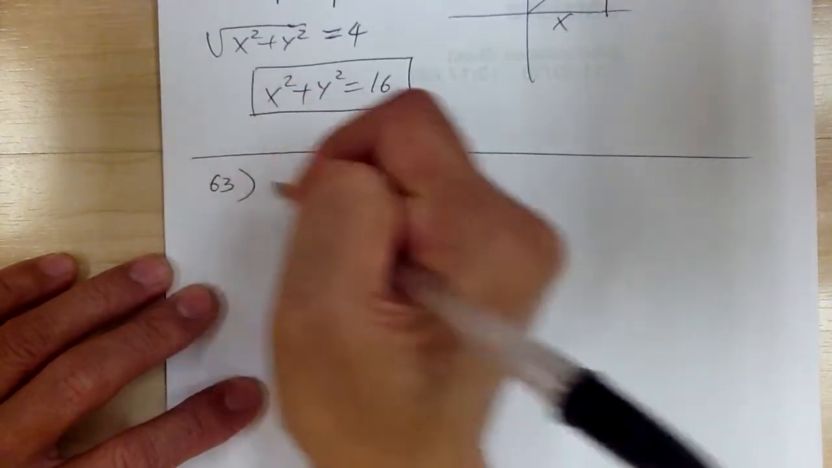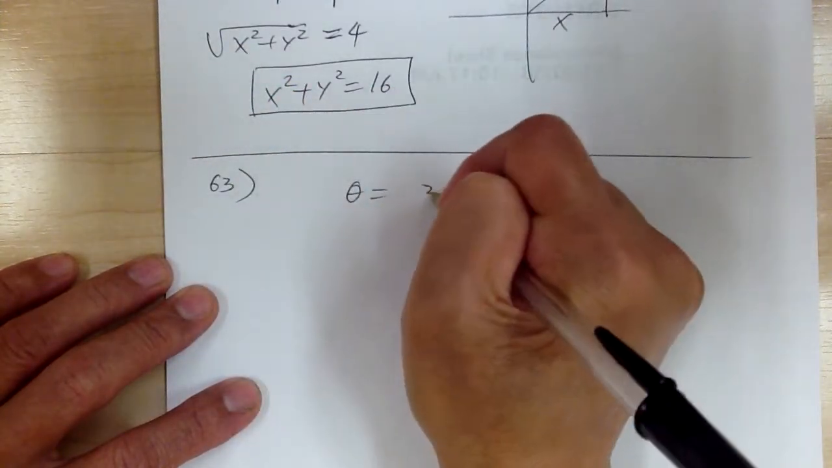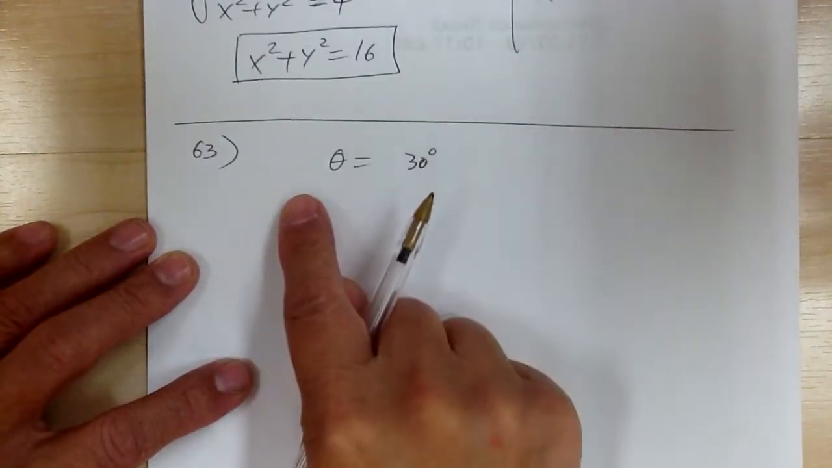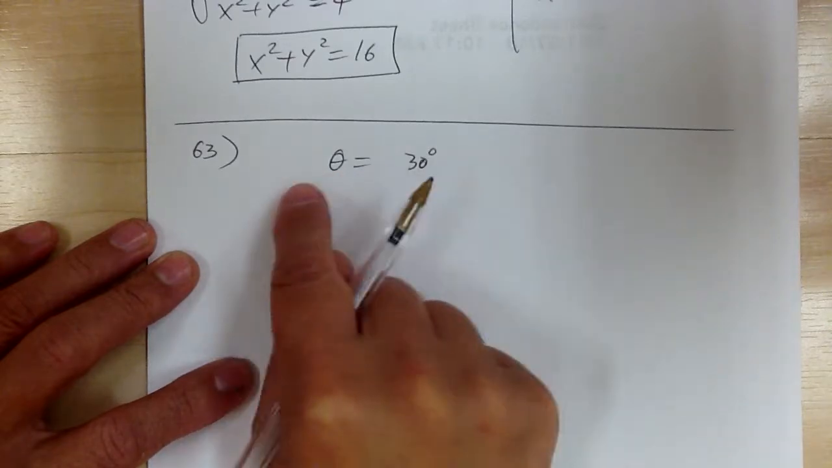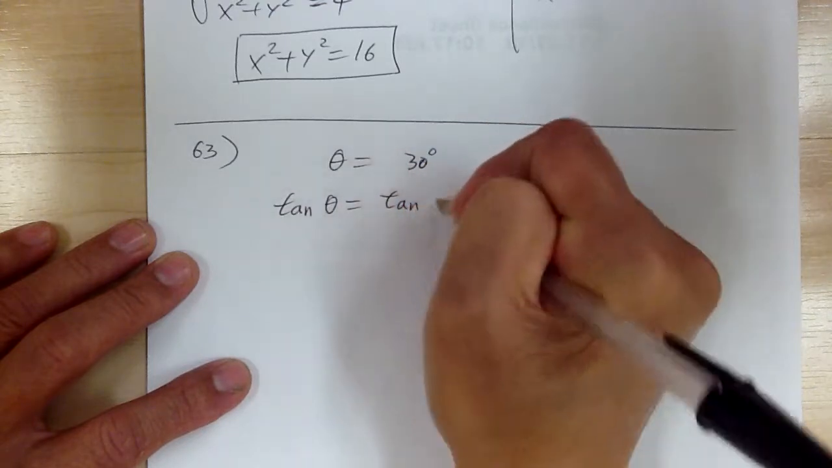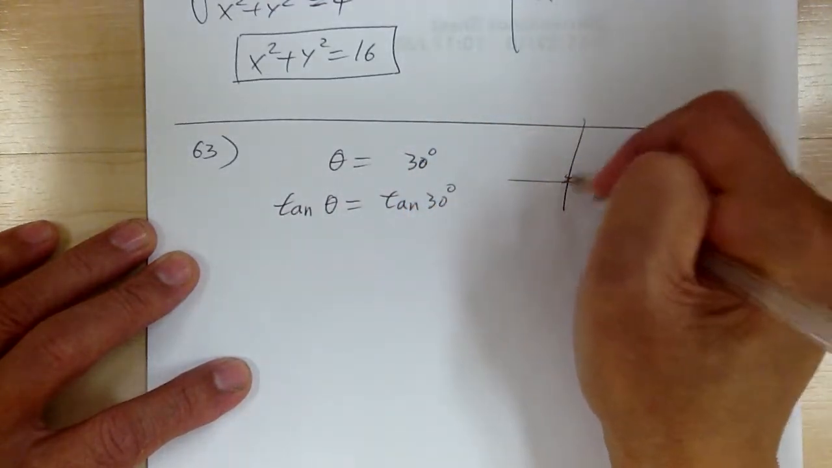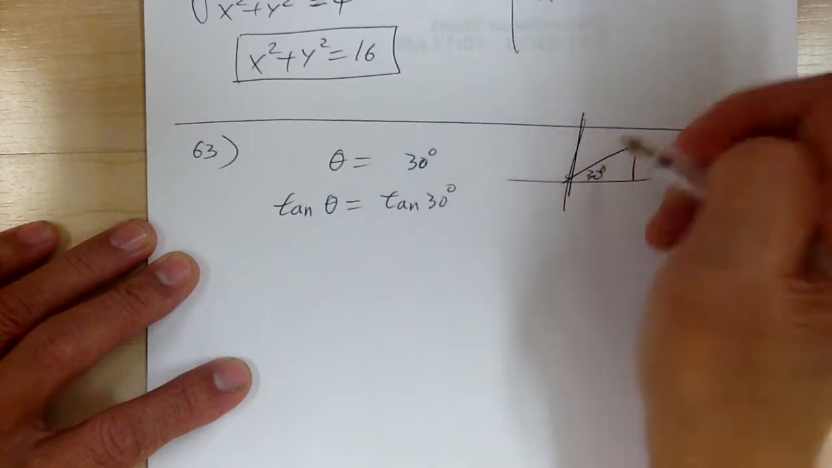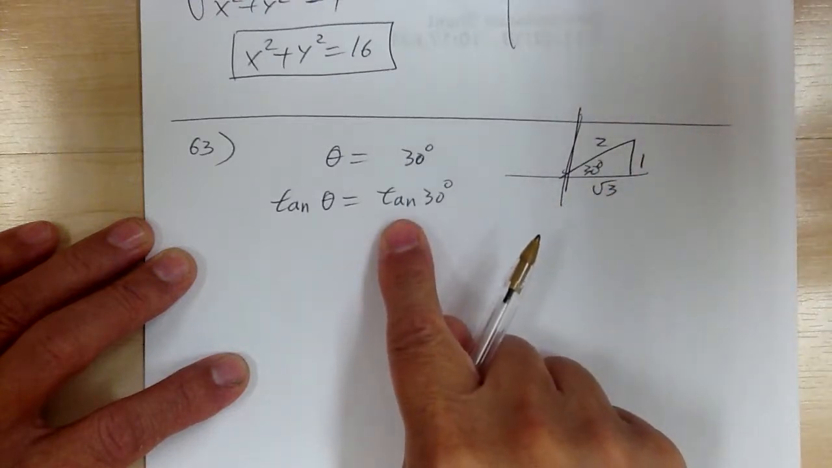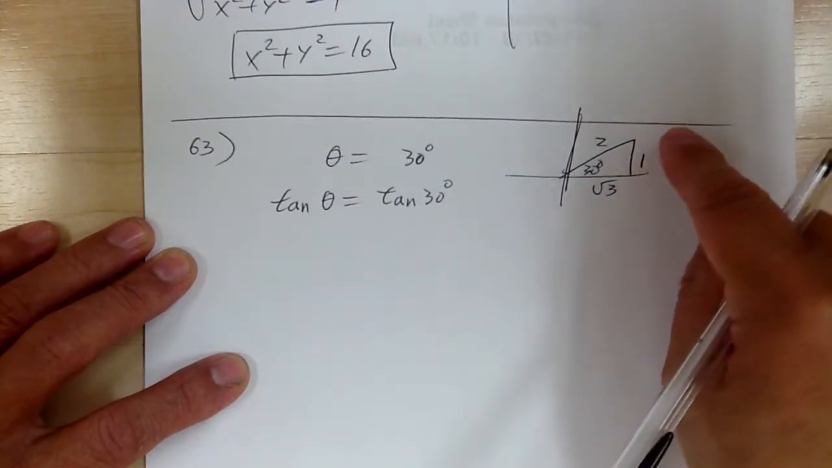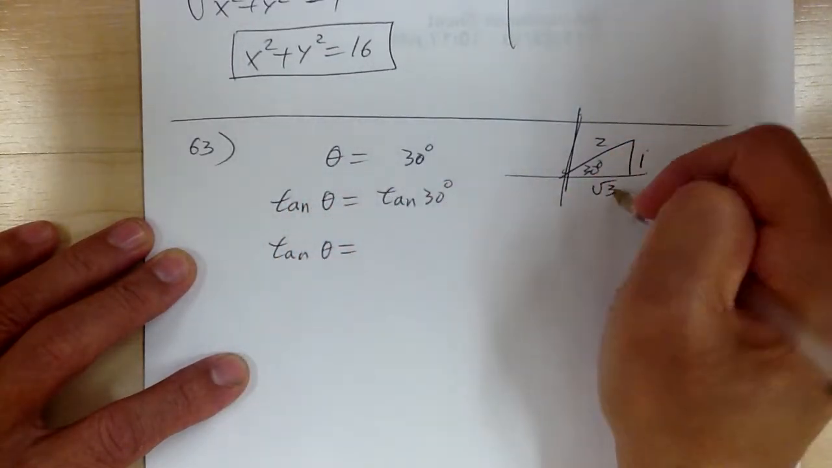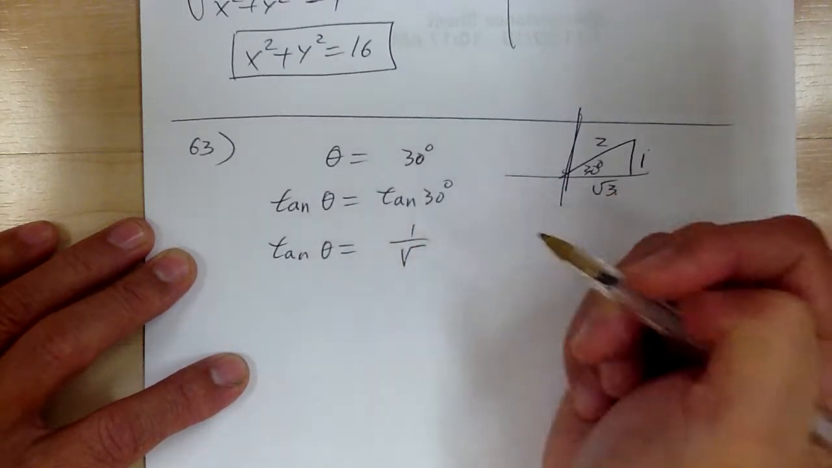Okay, let's go to 63. You got theta equal to 30 degrees. Okay. So in this case, when you just have a theta, right? What you do is take the tangent on both sides. So you got tangent theta equal to tangent 30 degrees. Okay, so when you have 30 degrees, this would be 1, 2, square root of 3, right? So tangent is a slope. The slope is the y over x. So tangent theta equal to this over that.